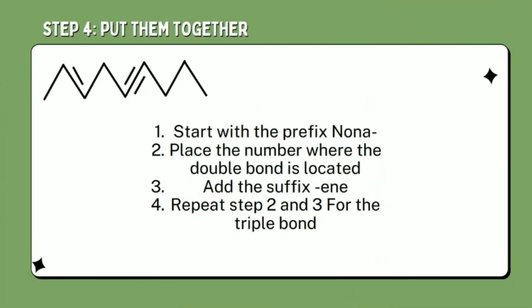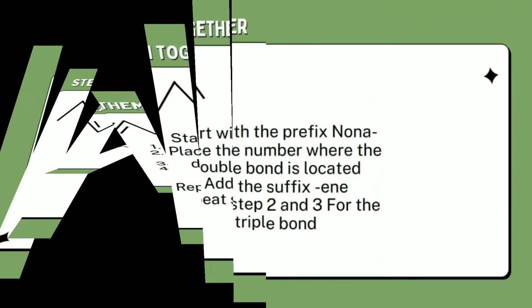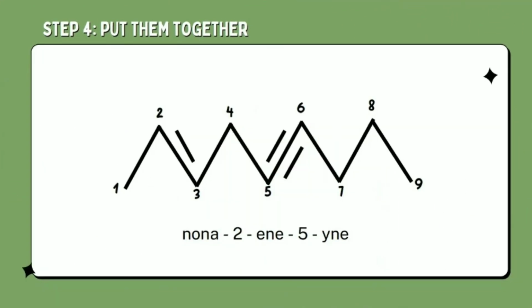Number 1. Start with the prefix nona since we have 9 carbons. Number 2. Place the number where the double bond is located. Number 3. Add the suffix "-ene". Number 4. Repeat steps 2 and 3 for the triple bond. And now this compound is named nona-2-en-5-yne.